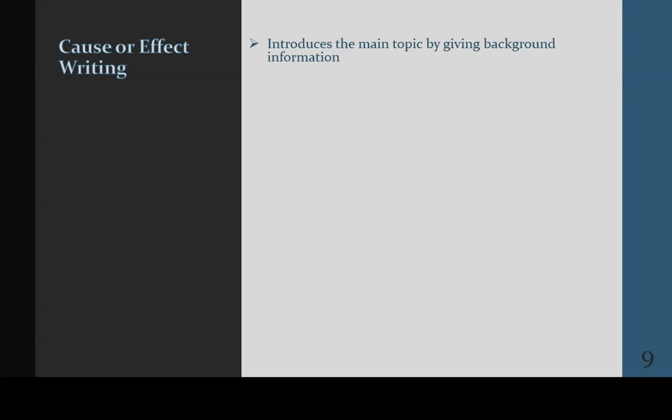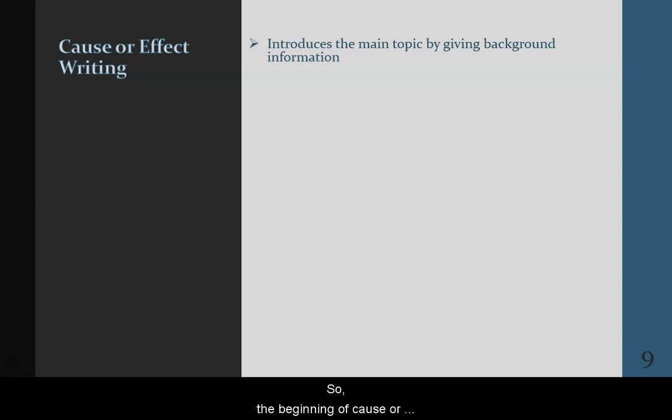Cause or effect writing. So when we begin practicing, we're going to be looking at the causes or the effects of something. In order to do cause and effect writing, we first need to be able to successfully establish one or the other in an organized, cohesive paragraph.